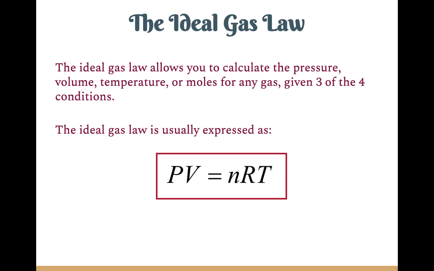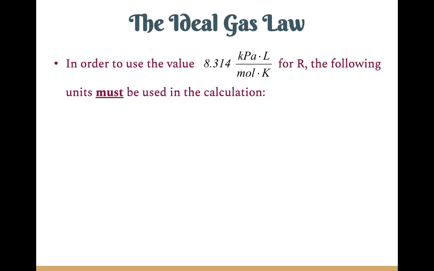Normally, we write the ideal gas law as PV equals nRT. And when it's written this way, it makes it a lot easier to isolate any of the variables by just dividing them on the other side of the equal sign. So that's the ideal gas law, PV equals nRT.